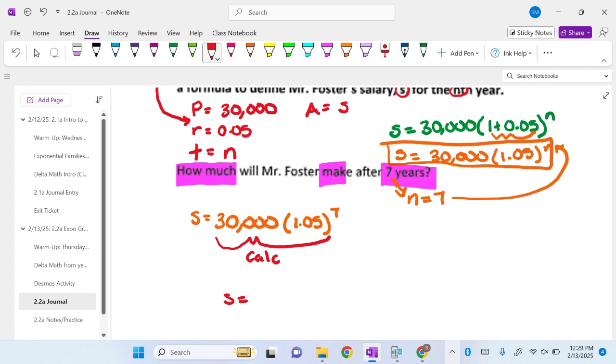Gavin. 42,213 point what? 0.10 or 01. Dollars. Don't forget to put your units. So that's how much money he will make after 7 years.